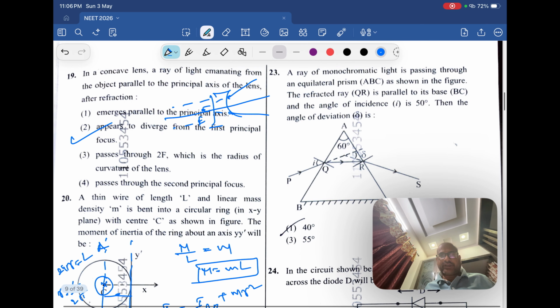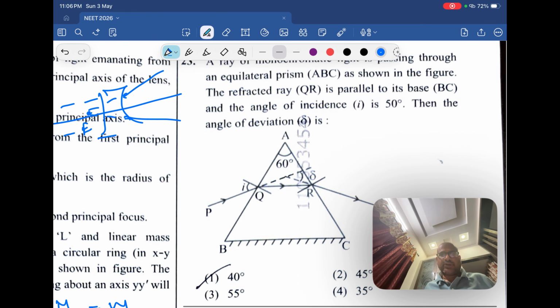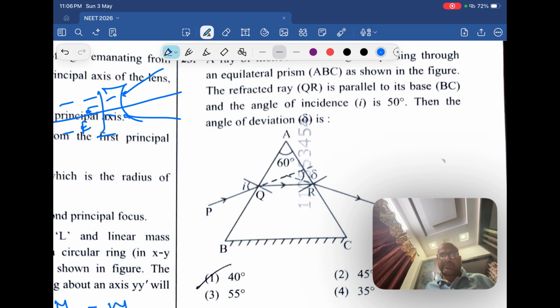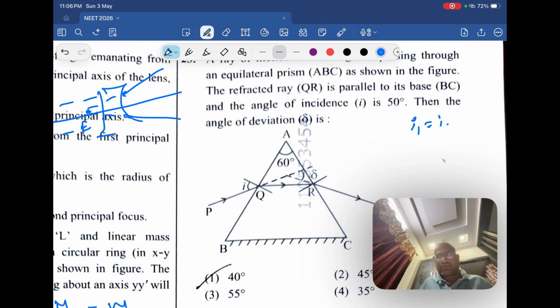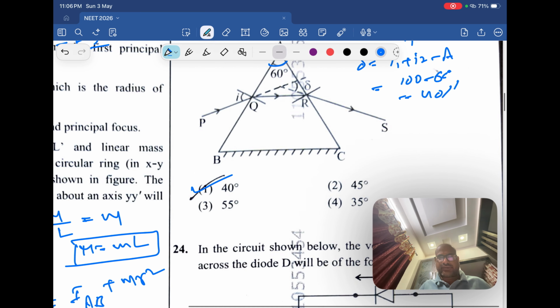Now 23rd question, a ray of monochromatic light is passing through an equilateral prism. The refracted ray is parallel to its base, means prism is in minimum deviation condition. In that case, angle of incidence is equal to angle of emergence, and delta is equal to i1 plus i2 minus A. So incidence value how much is given? 50, so emergence also 50. Equilateral prism angle A is 60. So 50 plus 50 how much? 100. 100 minus 60 is how much? That is 40 degrees, the angle of deviation. Direct formula based question, that is option A, students.